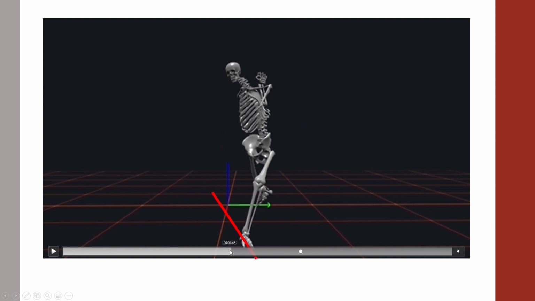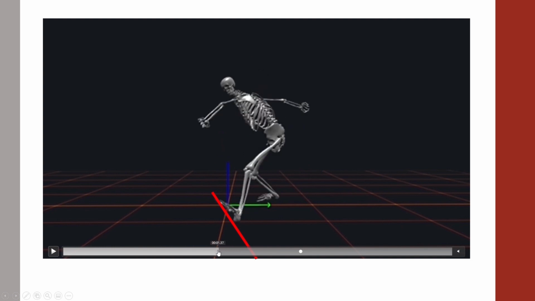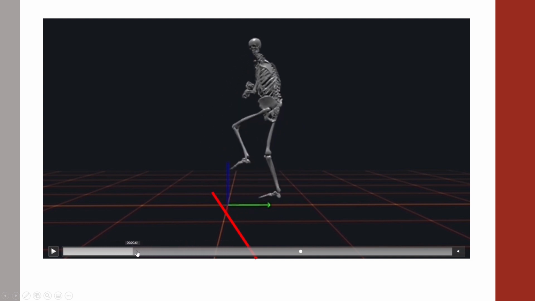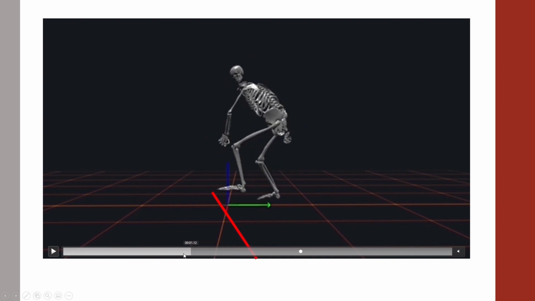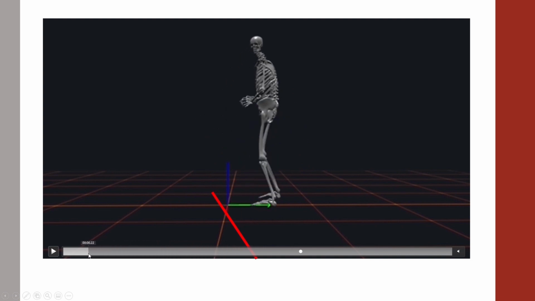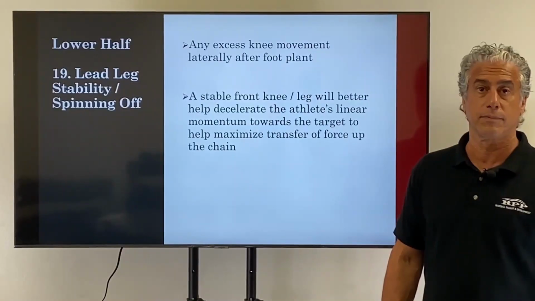And like I've said many times, there are athletes, Kershaw, I know, Chris Sale, they land opened up like this. They do great with it. Are we going to tell those guys to change what they're doing? Absolutely not. But for our guys that are trying to get to the next level and aren't quite where they want to be, that's something we would want to look at.